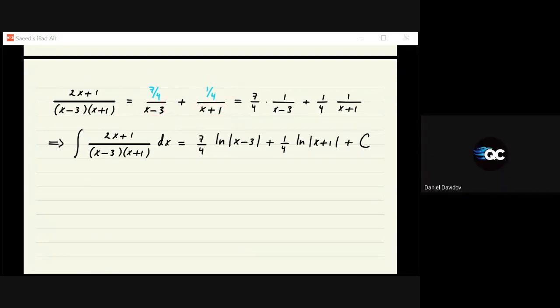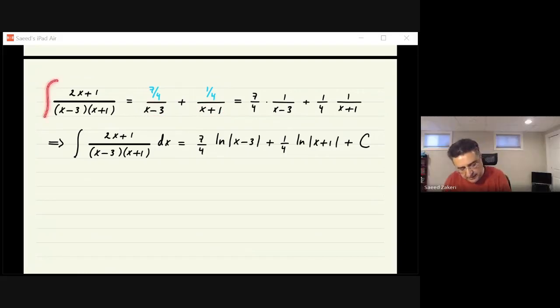Yeah. So you would write like integrating 7 over 4 times. Exactly. So the integral of this will be integral of this plus integral of this. Of course, these are constants. They can be pulled out. So essentially, I have to integrate 1 over x minus 3 and integrate 1 over x plus 1. Yeah. Thank you. And I add them up because this is now a sum.